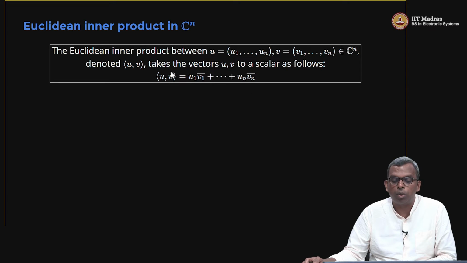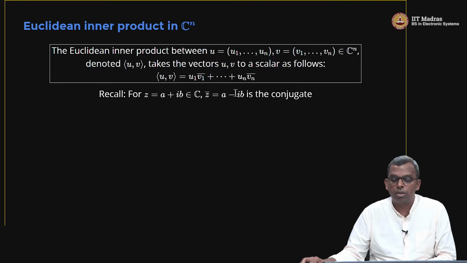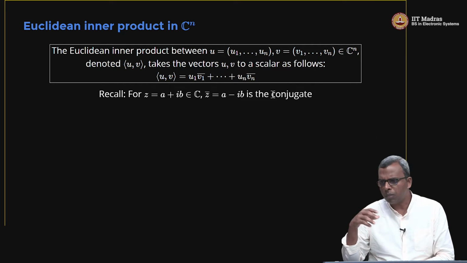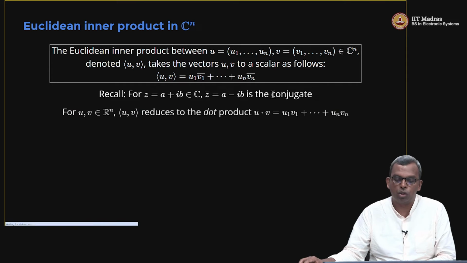And here is the formula for it. The Euclidean inner product of u and v is u1 times v1 conjugate plus u2 times v2 conjugate plus so on, all the way till un vn conjugate. So, this bar on top denotes the conjugate, right. You remember the conjugate, quick recall, z is a plus ib in complex numbers, z bar or z conjugate is a minus ib. So, I will read this as u1 v1 bar plus so on till un vn bar, okay. So, this is a simple definition for inner product, and like I said, we will prove a lot of results about this inner product which will justify this geometric intuition that I was talking about, okay.